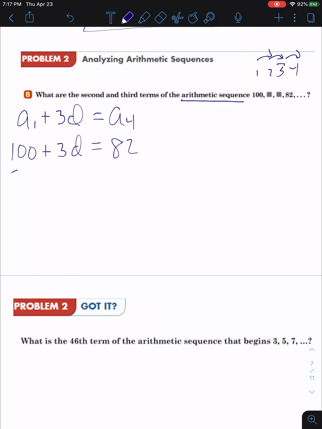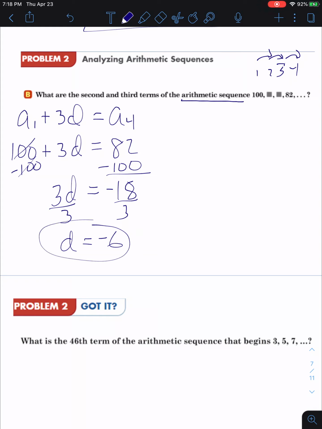All right, now subtract 100. Looks like my d is going to end up being negative, and it is in this case. So I'm going to get 3d left on the left side. And what is 82 minus 100? Well, 100 minus 82 would give me 18, so 82 minus 100 would be negative 18. And then if I divide by 3, I'm going to get d equals negative 6. So d is a negative number. It's on a downward slope.